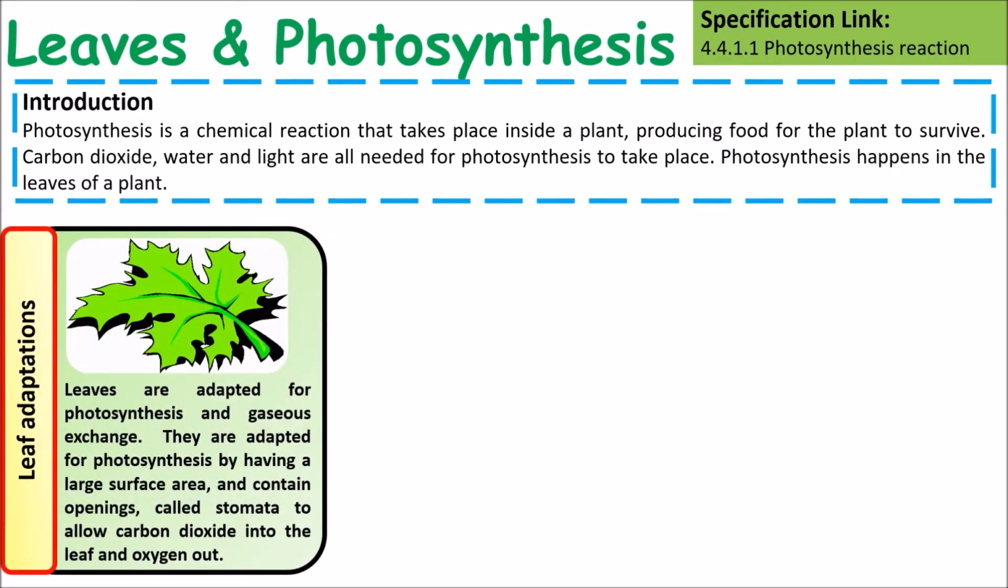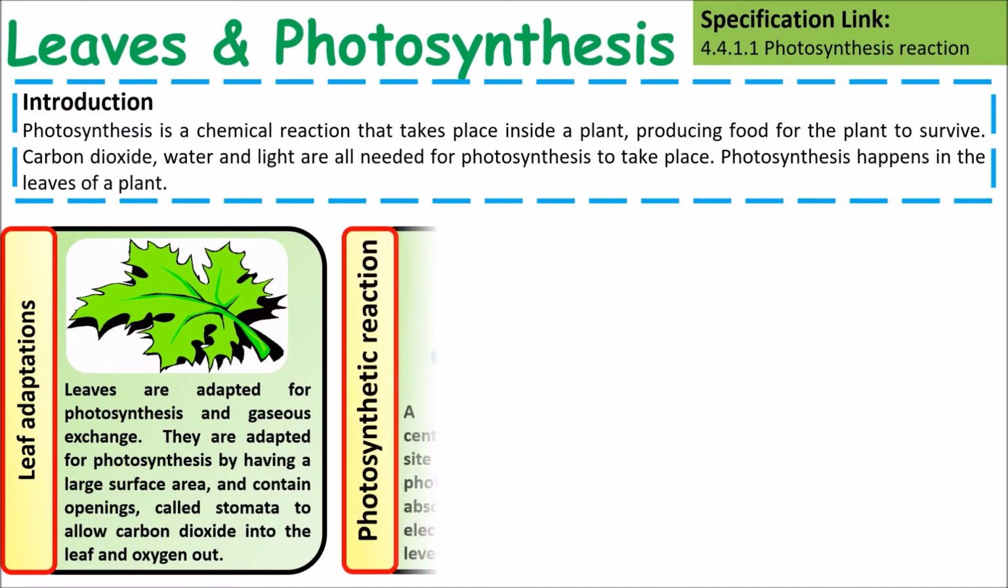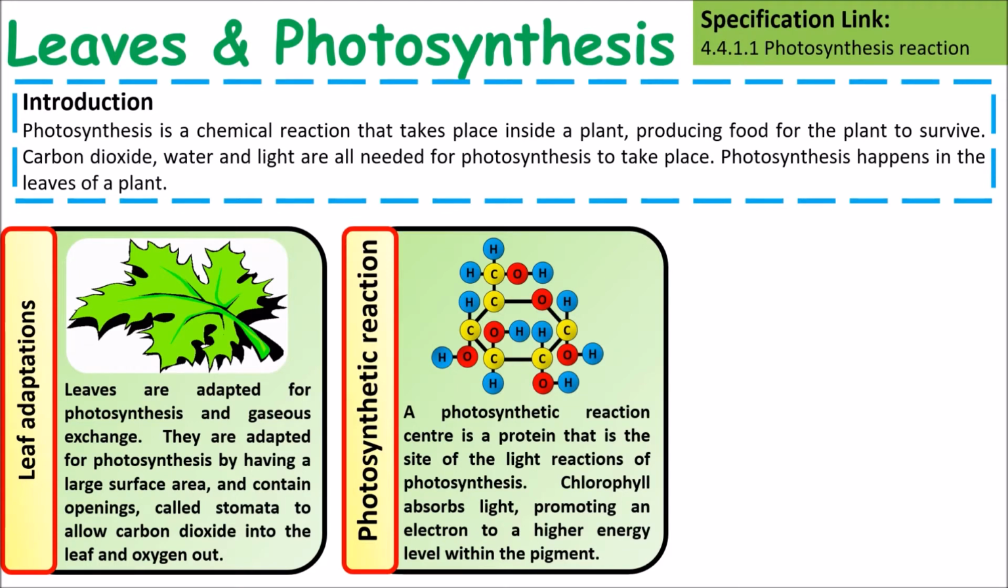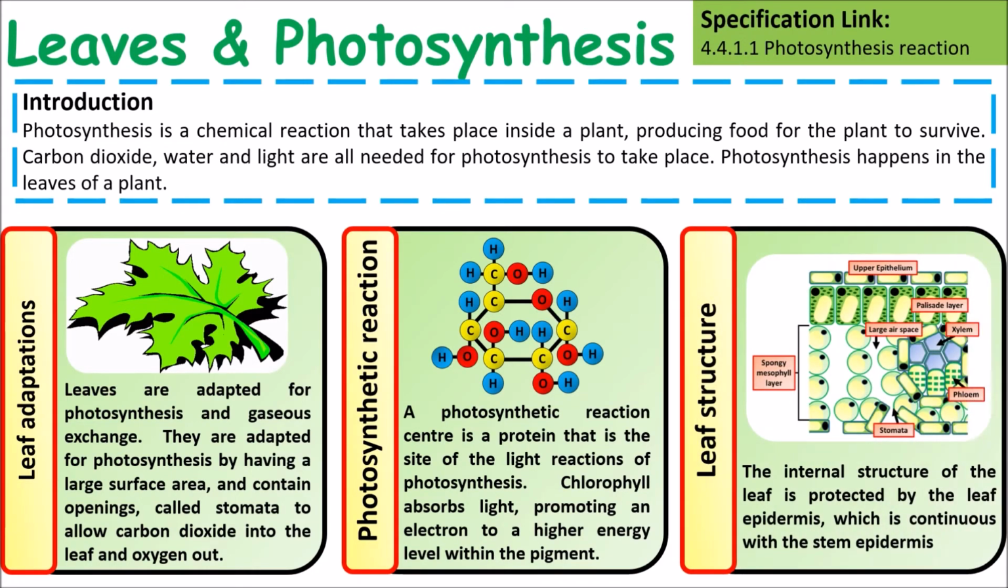So some key things that we need to consider are the physical adaptations of the leaf, what the reaction actually involves, and finally the structure of the leaf and how it's adapted to increase the amount of photosynthesis that takes place.